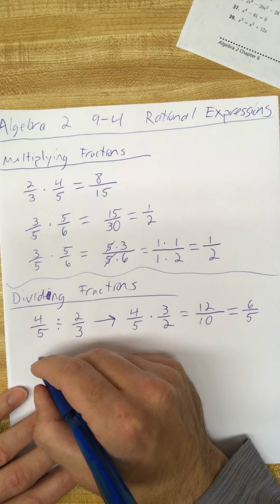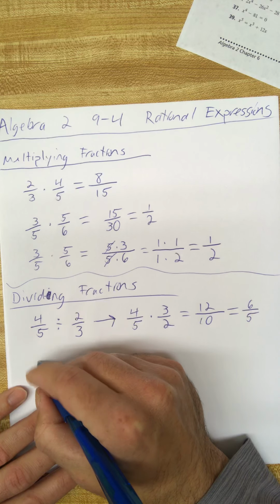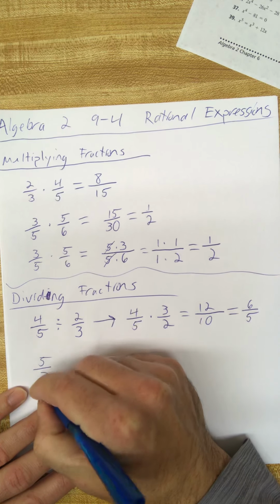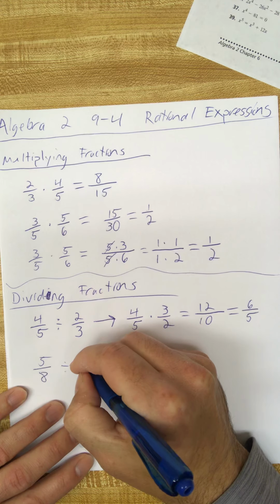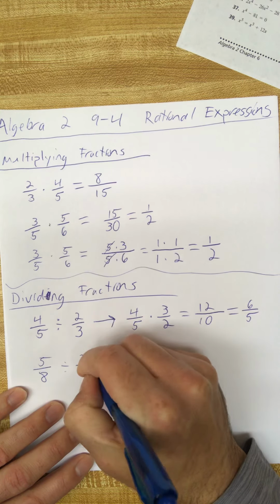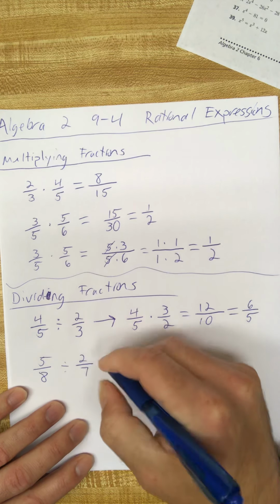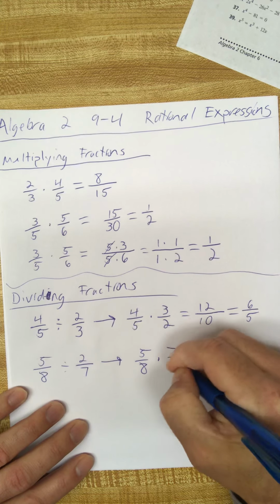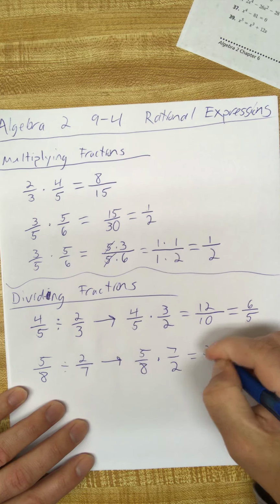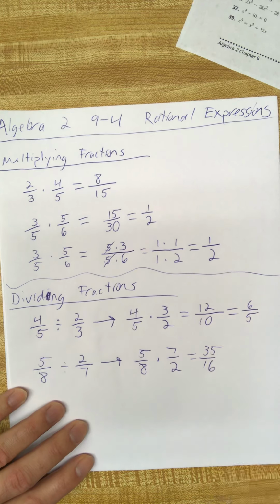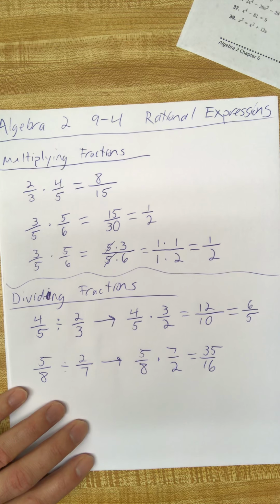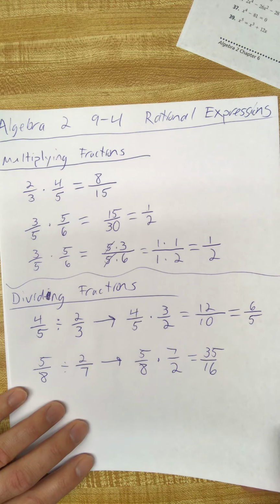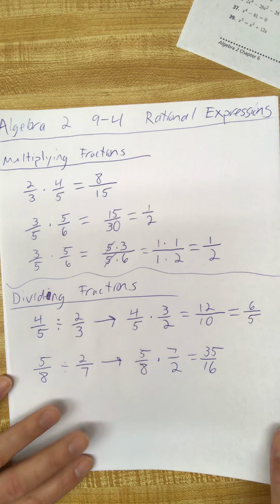All right, again, another dividing fractions problem. So again, you leave it as 5/8 and change this to 7/2. So you're going to get 35/16. Okay, so that's how you handle those. So I'm just going to go over a few problems where we have some variables here and simplifying those. I'm going to leave you with a couple practice problems for today then.